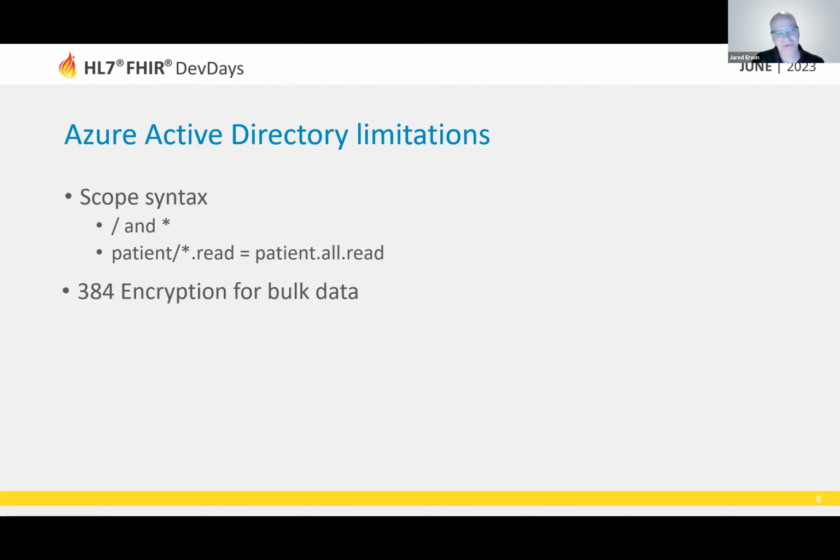And then I mentioned the 384 encryption. So the bulk data export implementation guide requires a certain level of encryption for that token because it's multiple patient data being put out. And Active Directory, the way it produces that 384 encryption token, wasn't matching what Inferno, the test suite, was looking for. And so we actually have a section in our sample which signs its own token and makes sure it matches exactly what the Inferno test suite was examining.